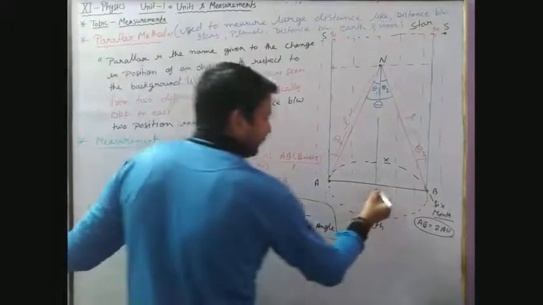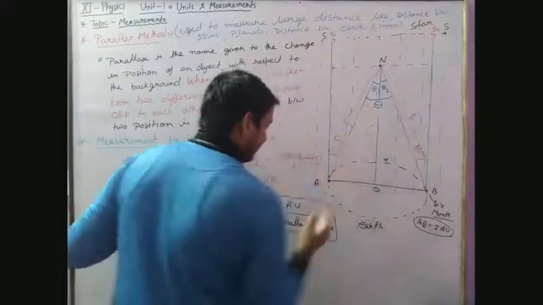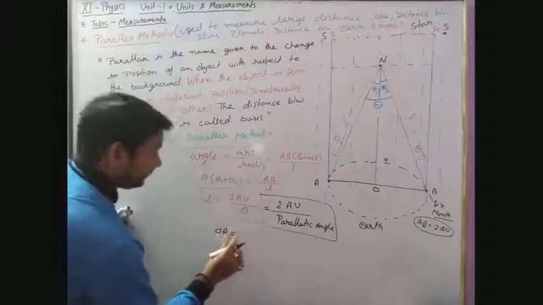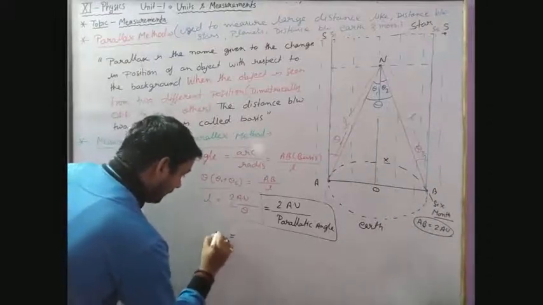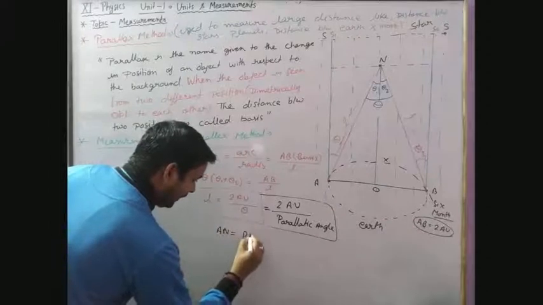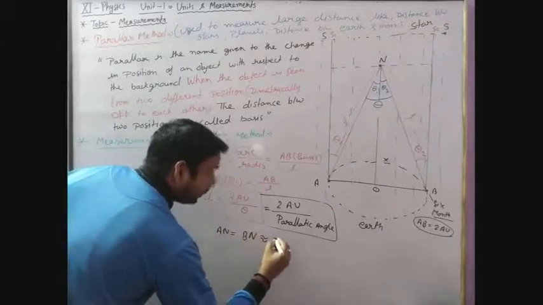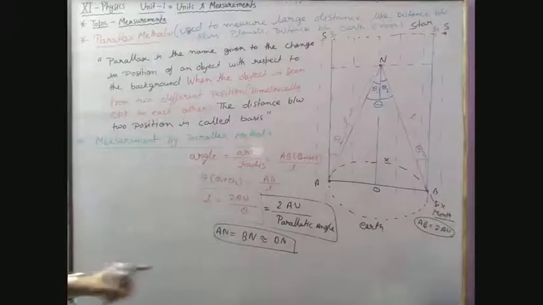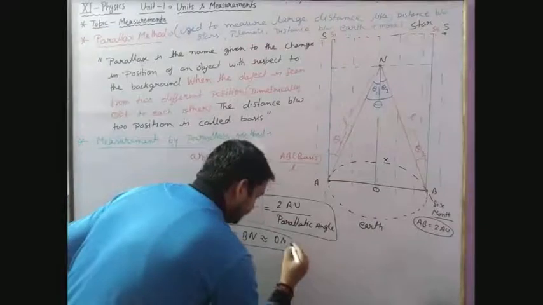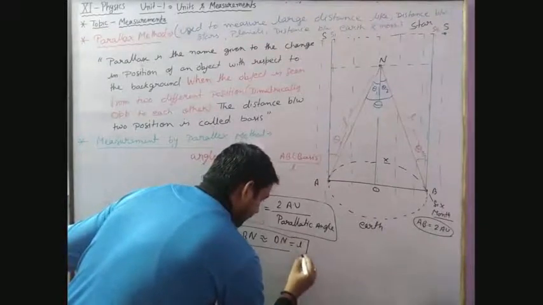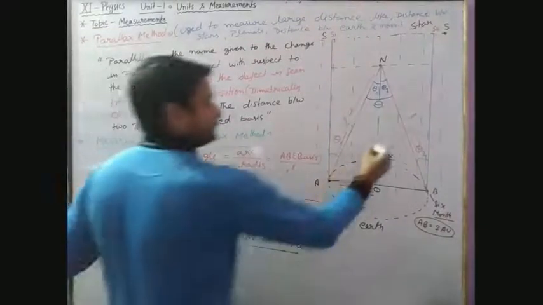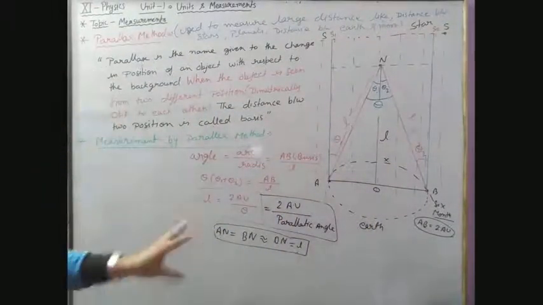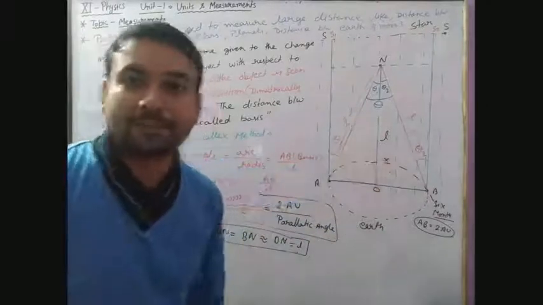Now here, if this is O, then OA is equal to 1 AU, and AN equal to BN is nearly equal to ON. That means the length L is equal to ON. This is how we can measure large distances by using the parallax method.